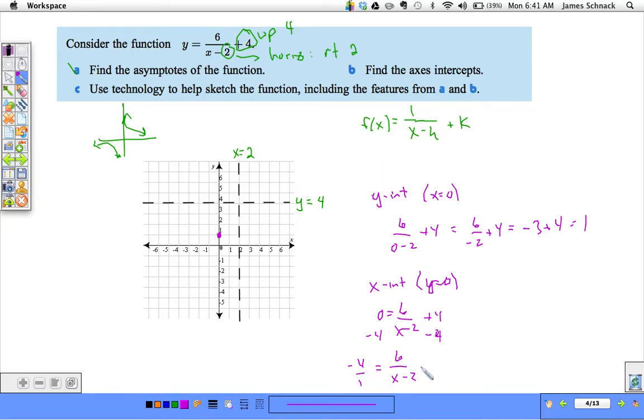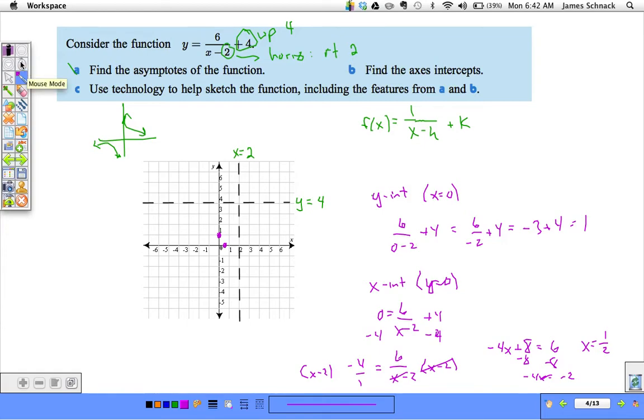We can multiply both sides by x minus 2. Distributing, we have negative 4x plus 8 equals 6. So negative 4x equals negative 2. X is 1/2 apparently. So right there, so far I've got 2 intercepts and 2 points.